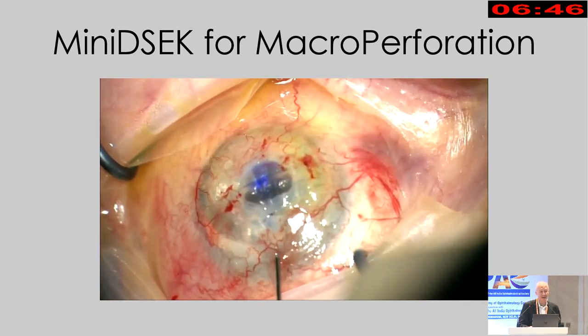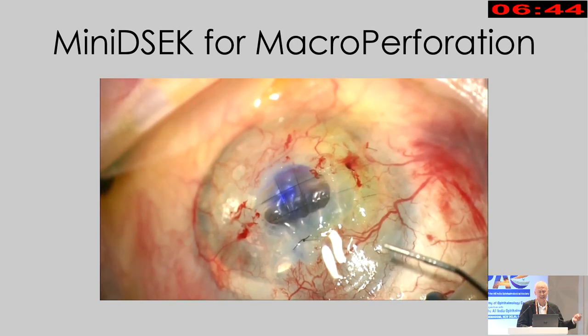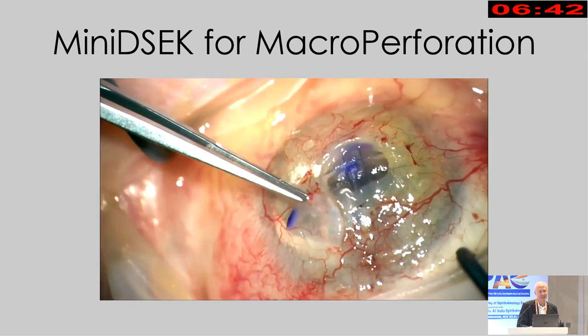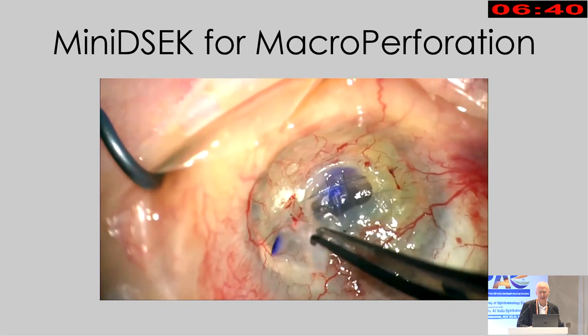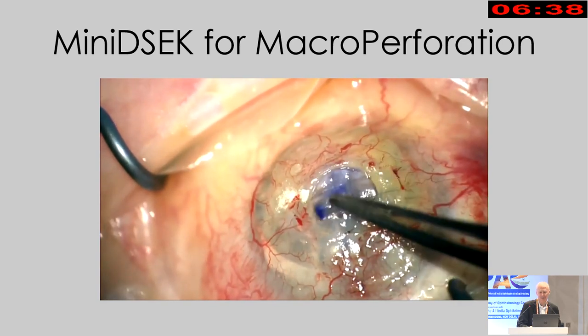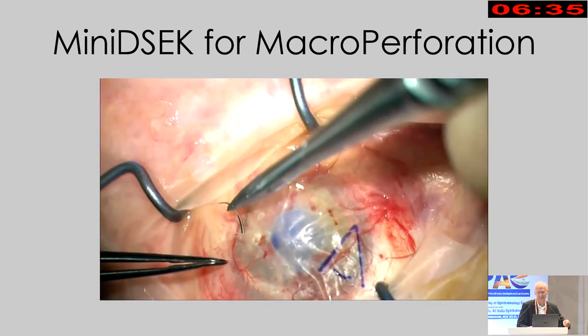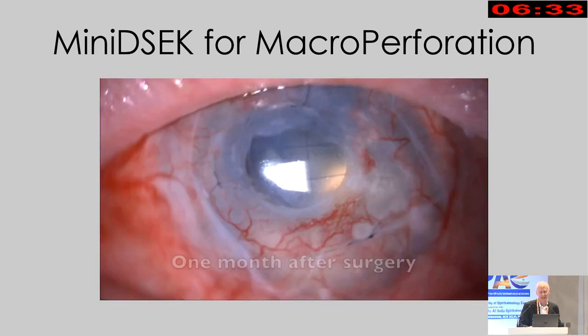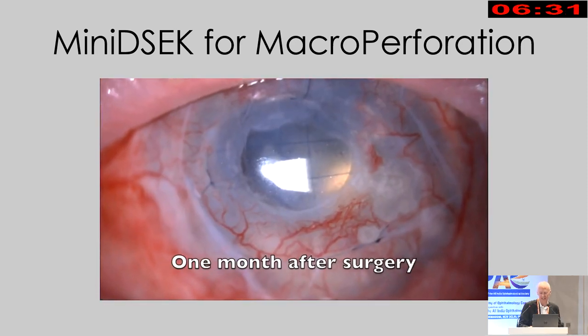But that's a nice variation on doing a large tectonic graft in cases where either you're not seeking to preserve vision, you're just trying to preserve globe integrity, or an off-axis perforation in an otherwise fairly normal cornea like the first case we saw.